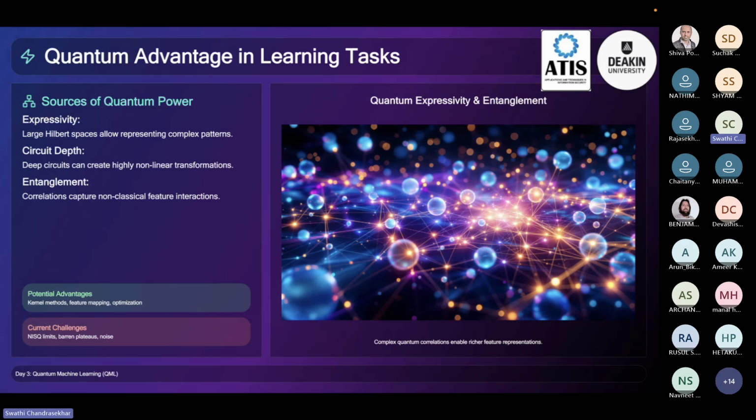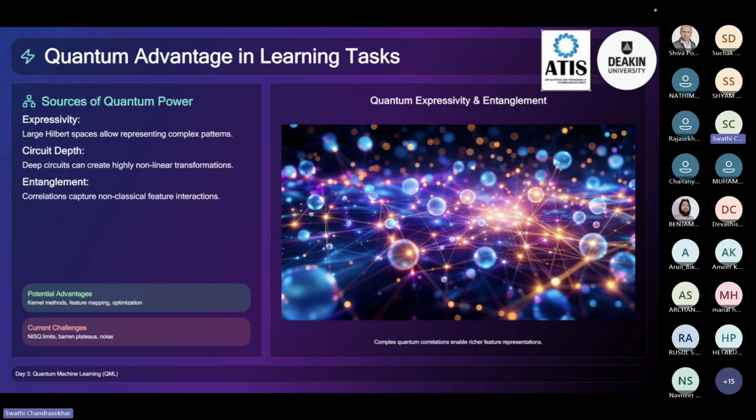When we look at potential advantages, kernel methods and feature mapping are one. Quantum feature mapping can define kernels that might be hard to compute classically. This could, in principle, give improved performance on some classical problems, like classification problems. Feature mapping can be used for complex data, like encoding data into a high dimensional quantum state could reveal structure that is otherwise usually hidden.